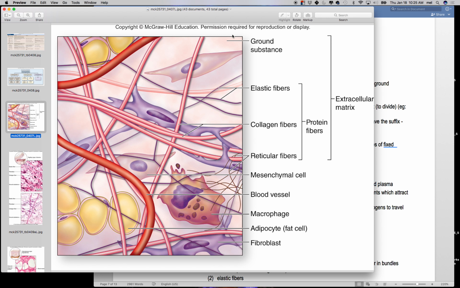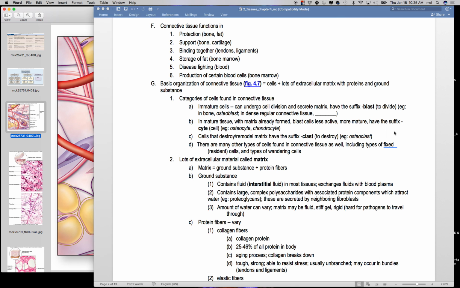So that's why they just use the general term ground substance, because you can't really be specific unless you're talking about a specific tissue. But it's not cells and not fibers. That's what ground substance is, okay? So basically, the basic organization of a connective tissue is you've got cells and then you've got matrix, and the matrix is composed of fibers and ground substance. So let's look at the cells first.